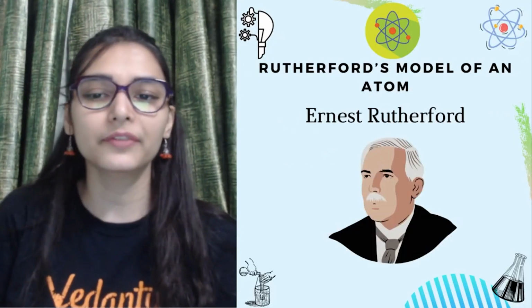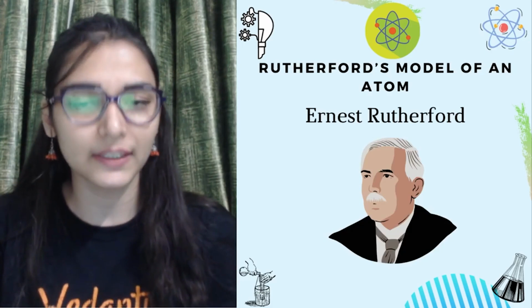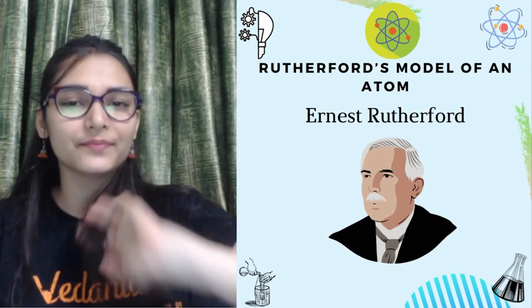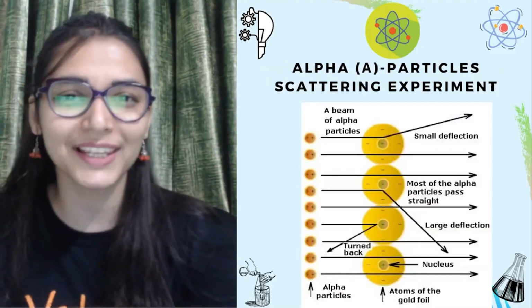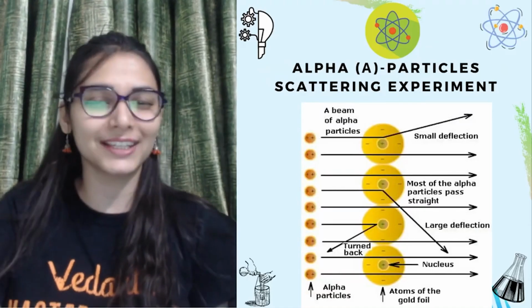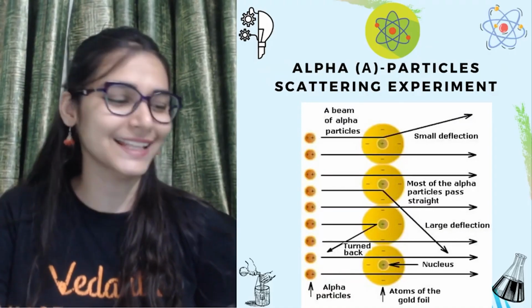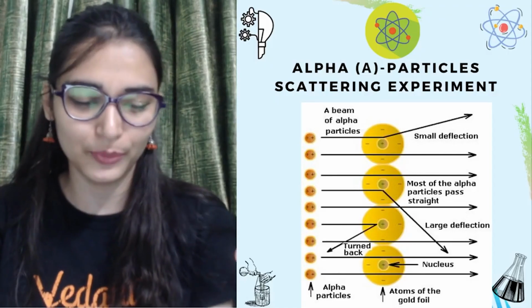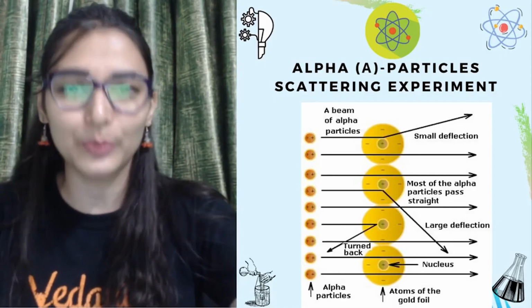Now, if we talk about the next model that was given by Rutherford, and Rutherford was the student of Thomson only. It's like, yeah, I will do it now, but with an experiment. He was like, I'm not much of a theoretical kind of person. So I believe in doing the practicals.